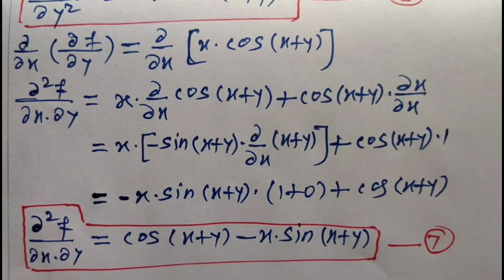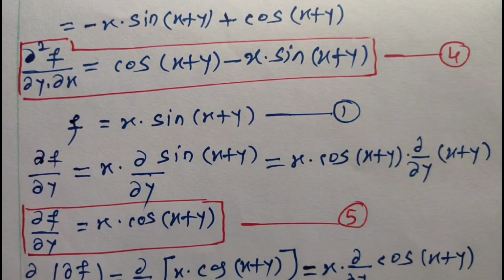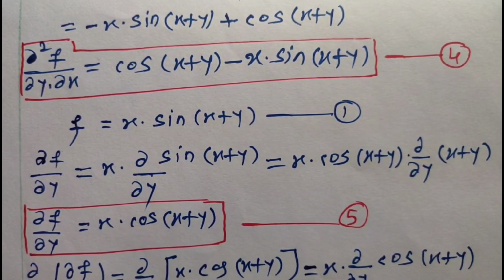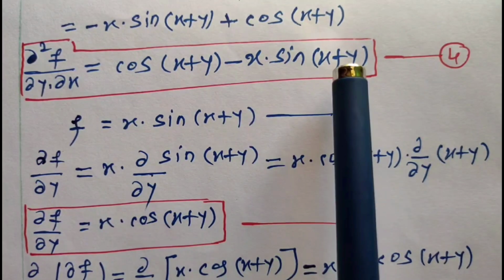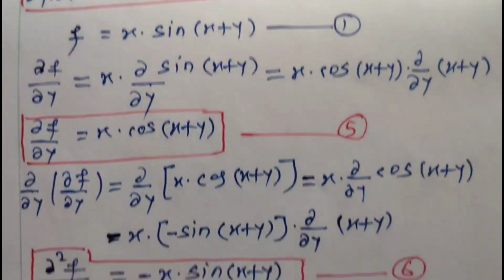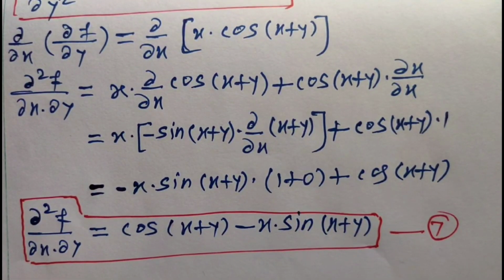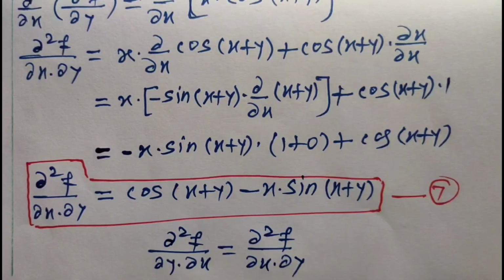Now, from result number 4, del 2f by del y del x is equal to cosine of (x plus y) minus x into sine of (x plus y), and result number 7 is also the same. Del 2f by del x del y is equal to cosine of (x plus y) minus x into sine of (x plus y). We can say that del 2f by del y del x is equal to del 2f by del x del y. Hence the solution of the given sum.